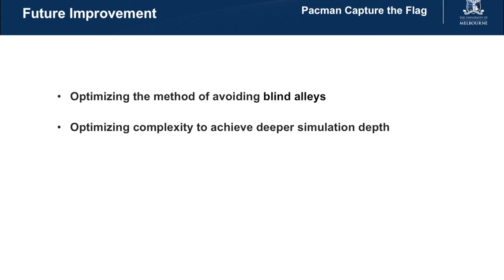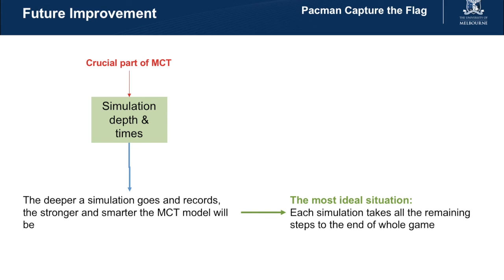The second point to improve is optimizing the complexity of methods to achieve a better MCT model. In this case, the computing resource for MCT to choose an action is 1 second. So as we mentioned above, we changed MCT a little bit to adjust to the current case. We only record the first action of each simulation to calculate wins, and the rest of the random moves are not being recorded. The most ideal situation is each simulation takes all the remaining steps to the end of the whole game, but it's impossible in this game.